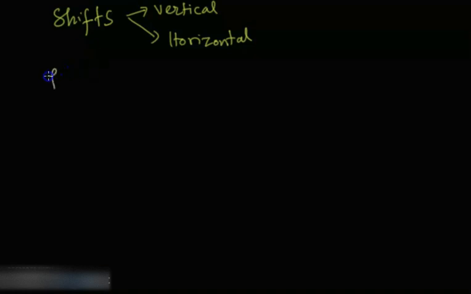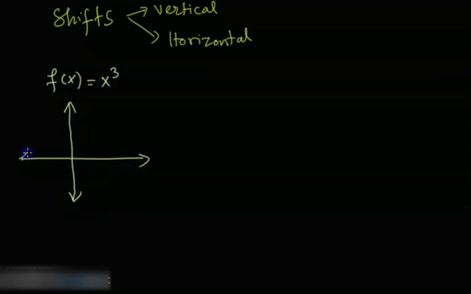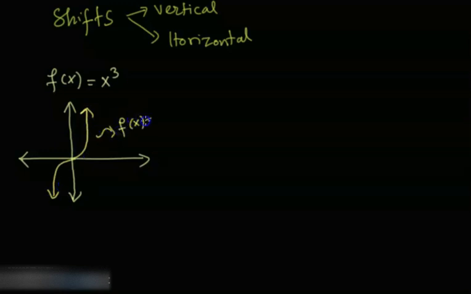So let's recall what the cubic function was. If we recall, the cubic function was this, and its graph had a sketch that looked like this. So that was f of x equal to x cube. That was the graph of the cubic function, the polynomial function of degree 3.